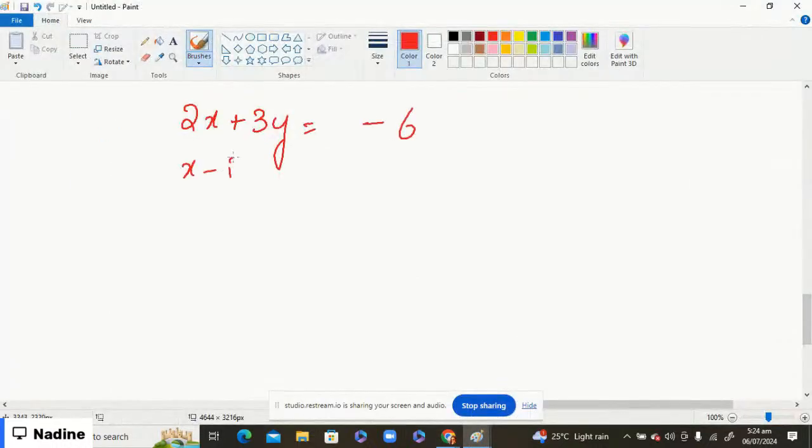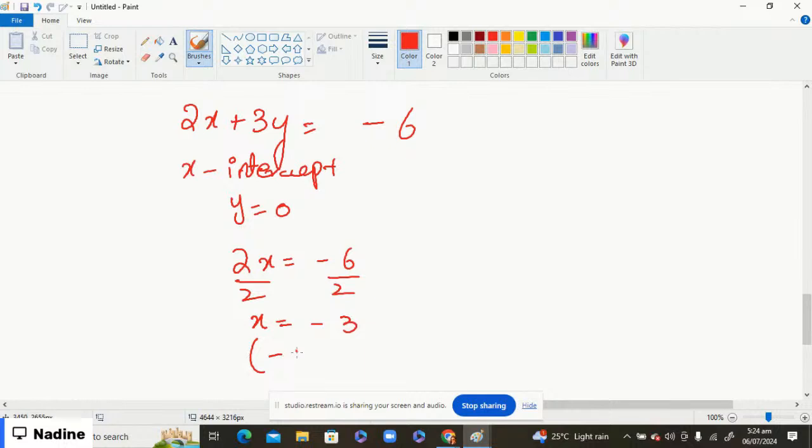For the x intercept, y is 0, so 2x is equal to minus 6. So dividing on both sides, x is equal to minus 3. So the first point is minus 3, 0.